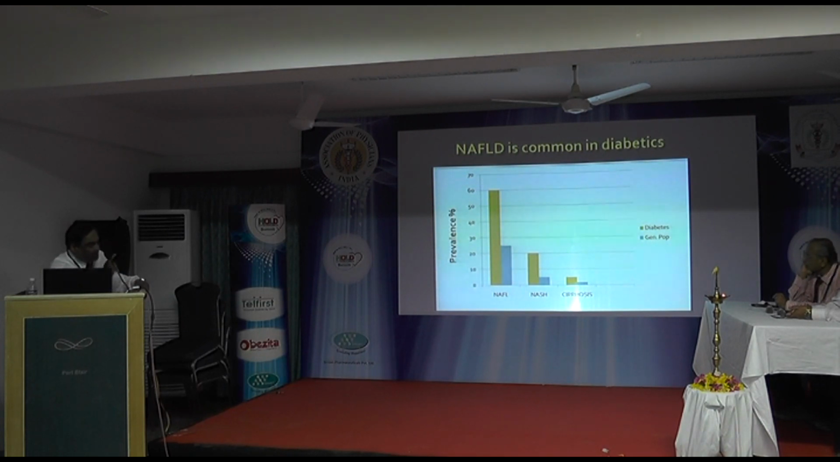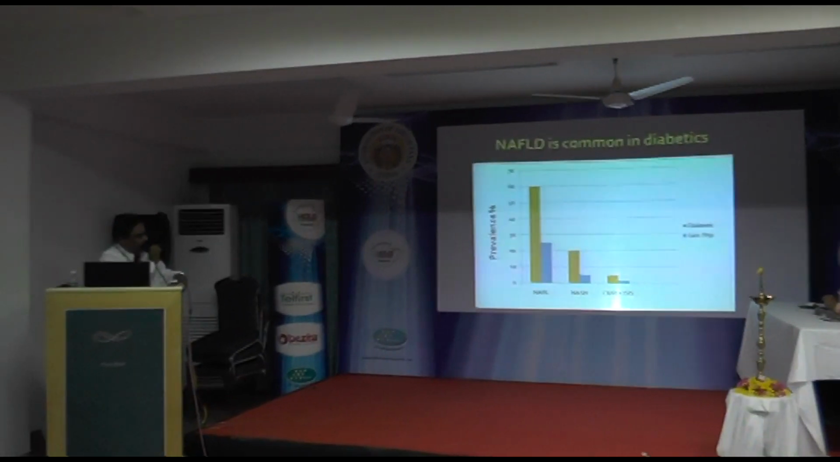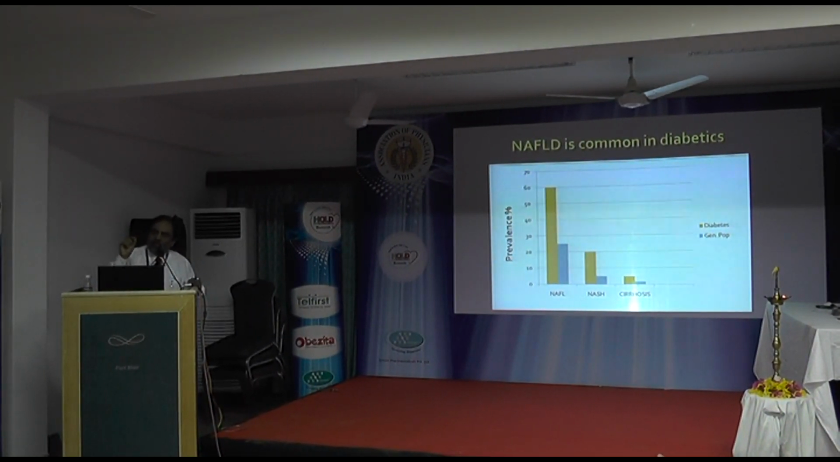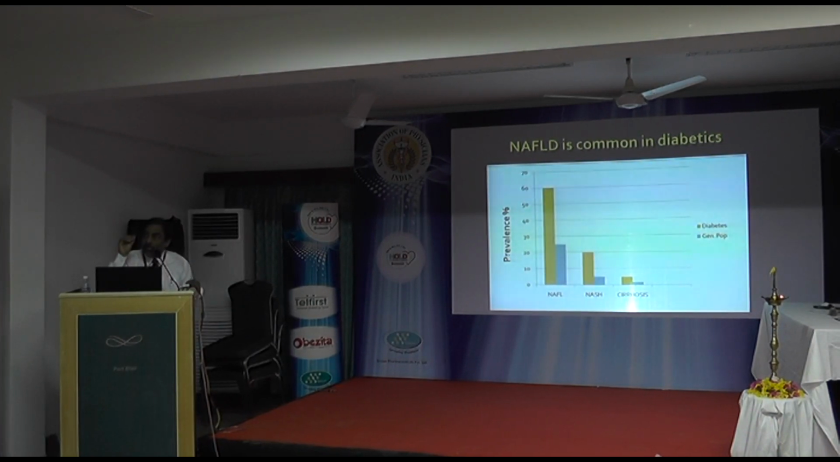But if you look at NASH figures, NASH in the general population is about 4 to 5%, whereas in diabetics it goes up significantly to 20% or 24%. So that is a very important observation, and it needs a lot of attention, which I'll be showing subsequently. And cirrhosis, again, at least doubling or tripling of the risk for developing cirrhosis in patients with diabetes.